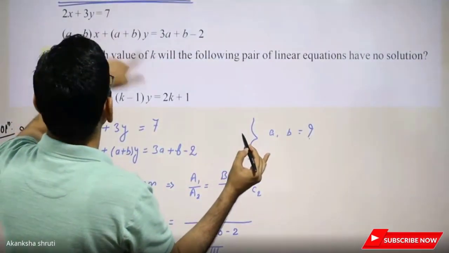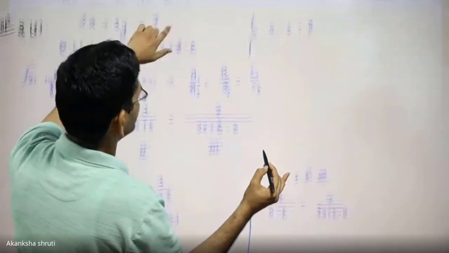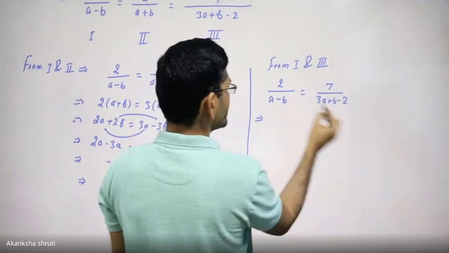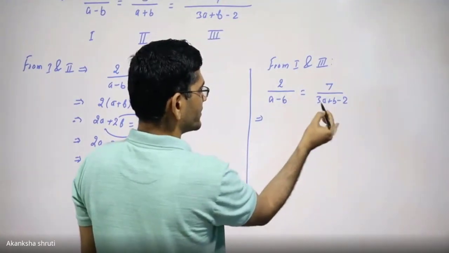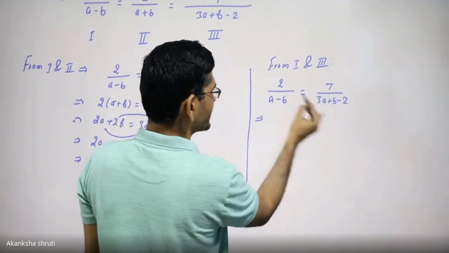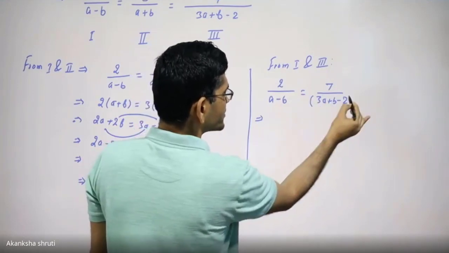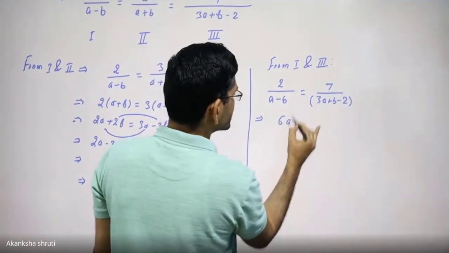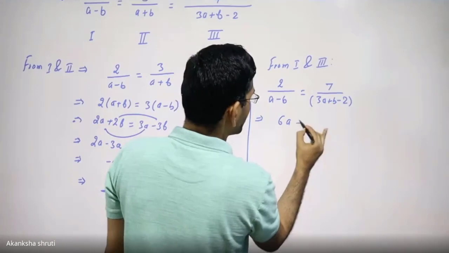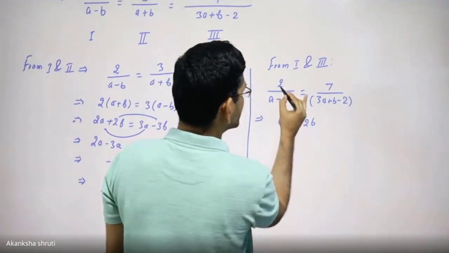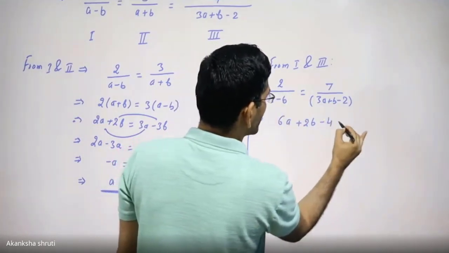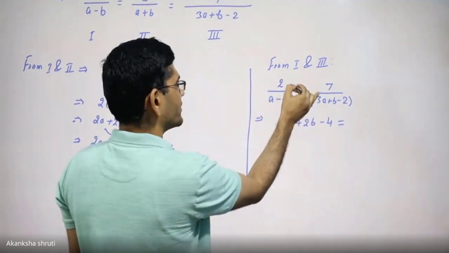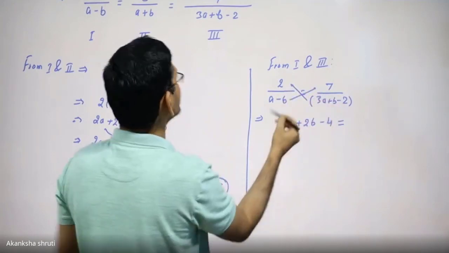A minus b, a plus b, 3a plus b minus 2. Yes, it is correct. So from this equation, again we have to frame the linear equation. Go for the cross multiplication, 2 multiplied by this entire bracket. Can I write directly? Let me write directly. 2 3s are 6a, 2 into b plus 2b, then 2 into minus 2 minus 4. This way we have done this cross multiplication.